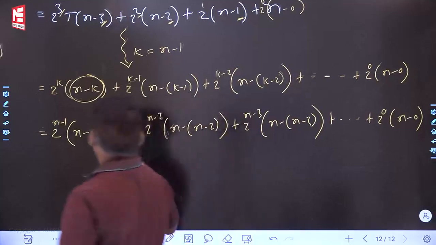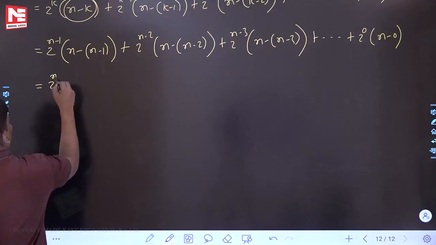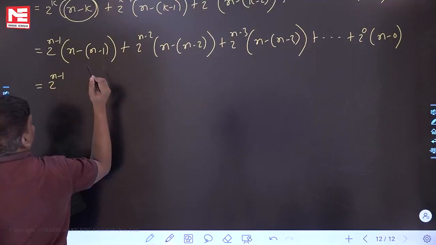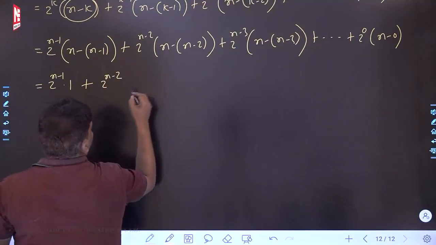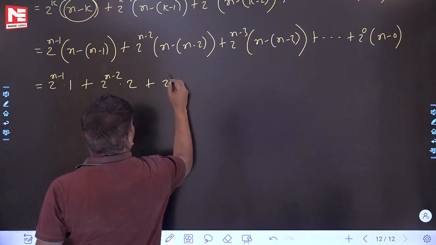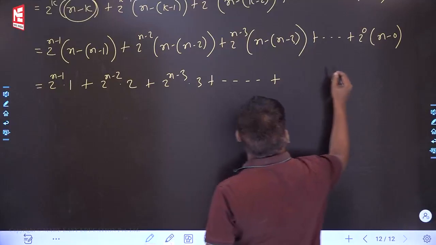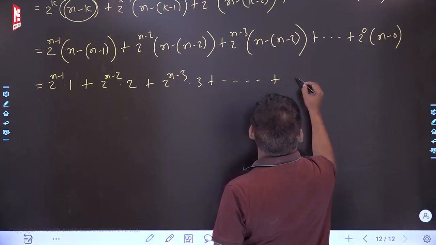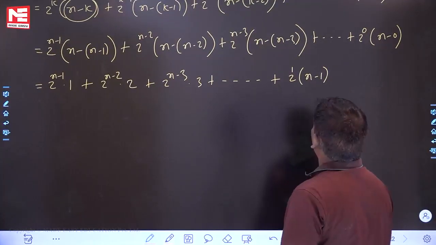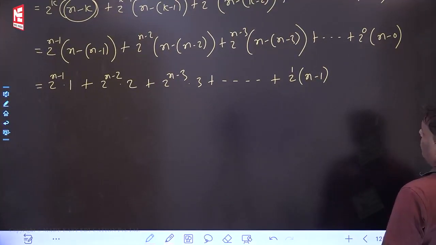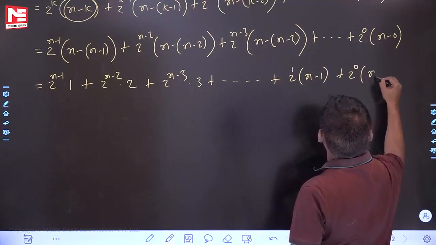Right, let's simplify this. If you simplify 2 power n minus 1 into n, cancel, what is the answer? 1. 2 power n minus 2, I think n cancel, what is the answer? 2. 2 power n minus 3, n cancel 3, and so on. What are the last few things? Let me write here. What is the answer? 2 power 1, n minus 1. Right, last few things, please check. This one is going to be 2 power 0, n minus 0, like that.